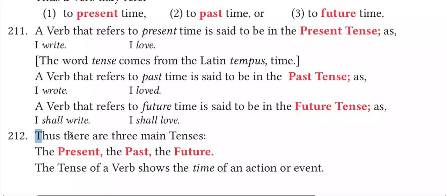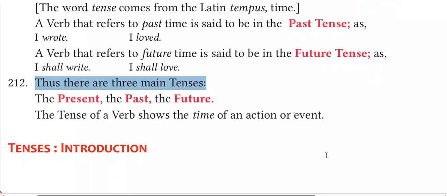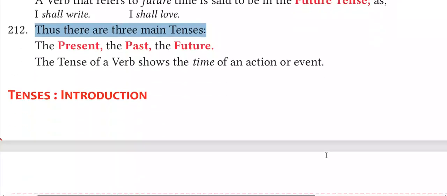Thus there are three main tenses. You need to keep in mind that there are three basic tenses: present, past and future. The tense of the verb shows the time of an action. Now, what is the job of the tense? The tense is telling us at what time the particular action happened or the event occurred.